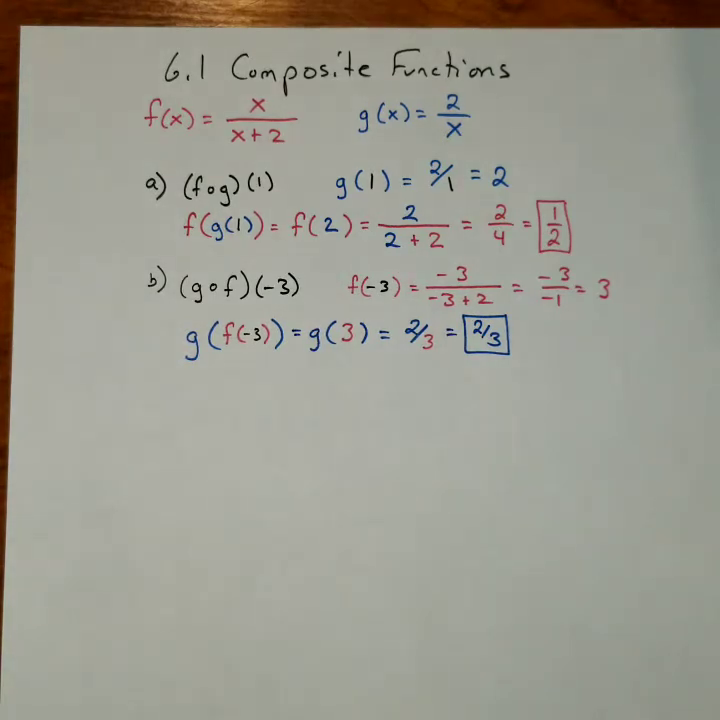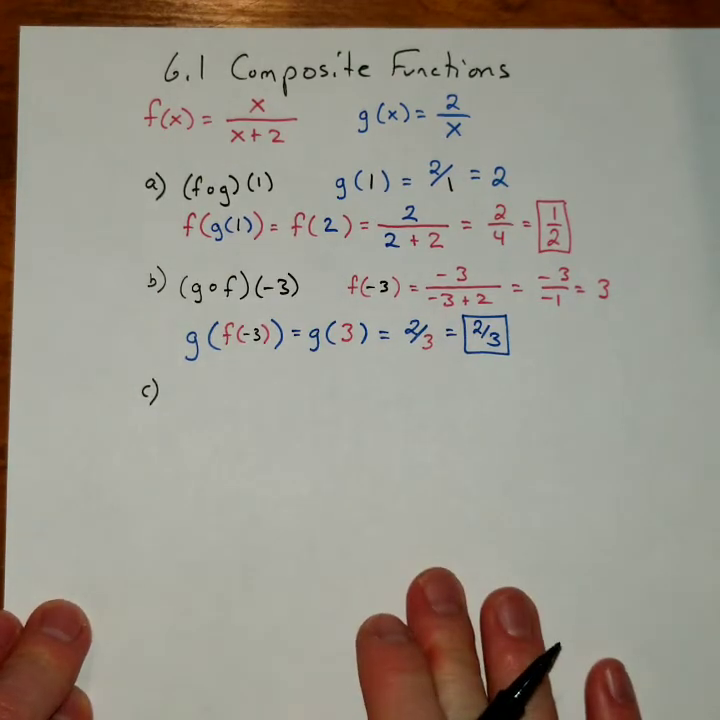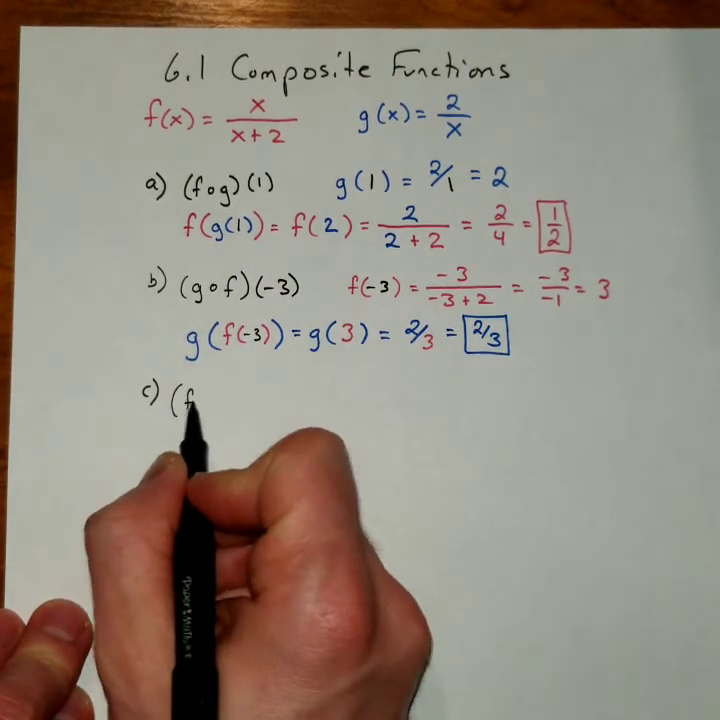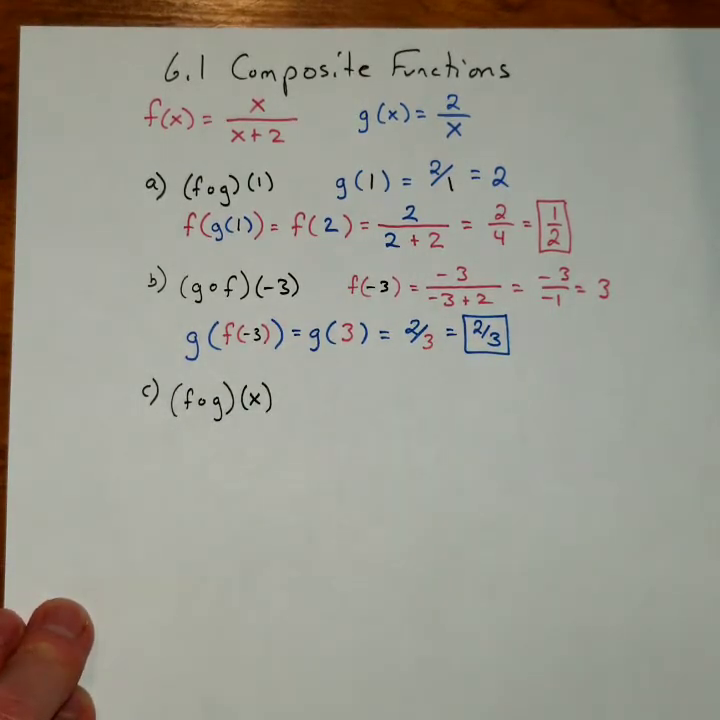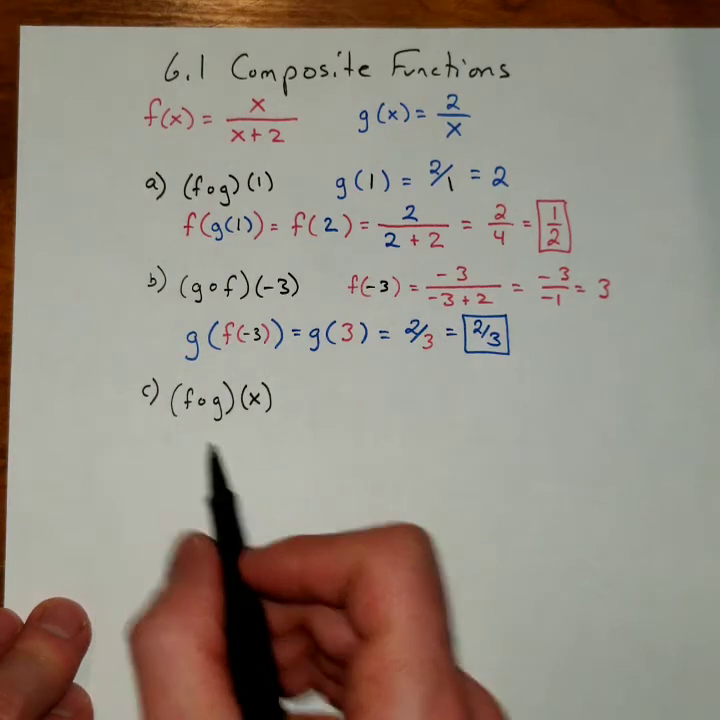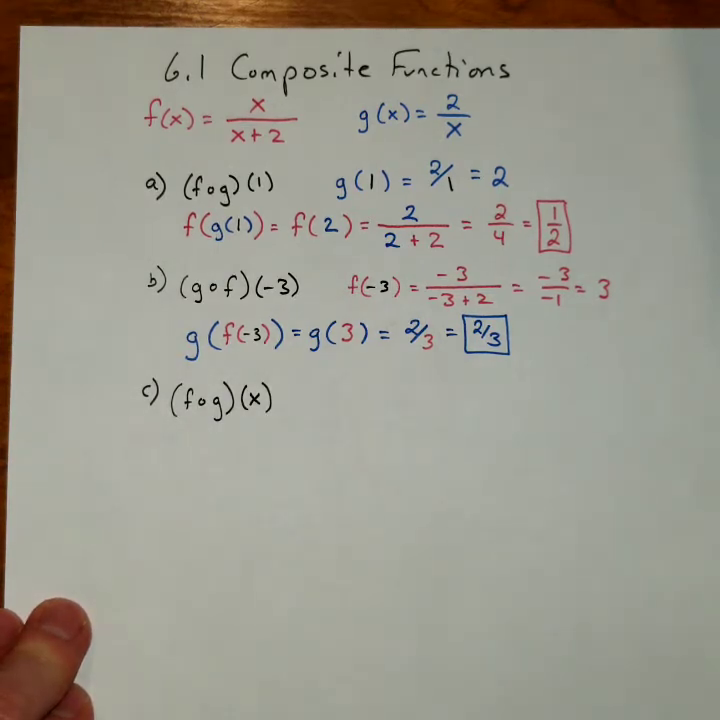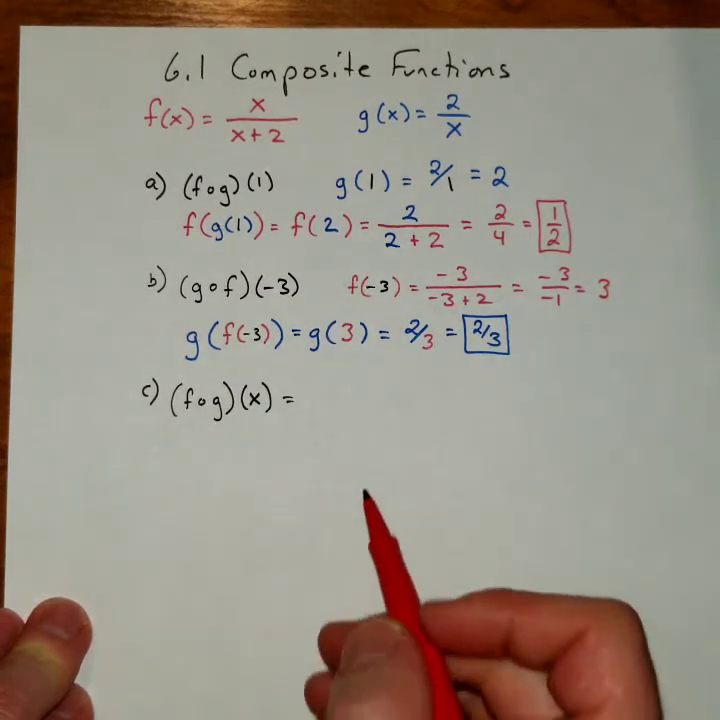Okay, now let's try a third one. Let's look at f of g of x. So this one I'm not plugging in a specific value. So f of g of x. No specific x value, just a variable, keeping this as a function. So again, we're going to start this off by writing the f function on the outside.